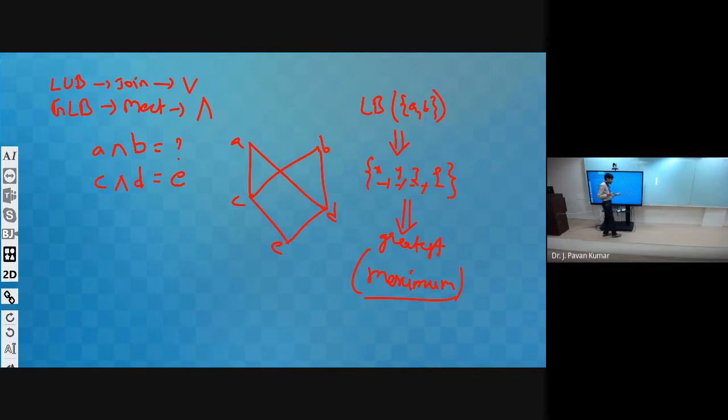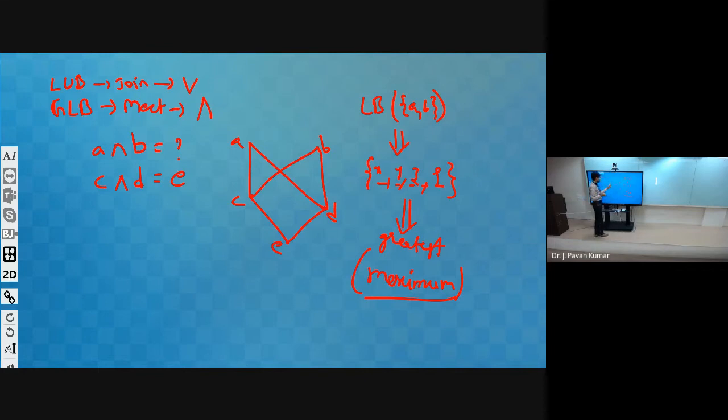What is meant by maximum element? All the elements should be related to that particular element, then we can say it has the maximum. So if you consider Z as the maximum, then all these elements will be related to Z. Then we can consider this as the greatest or maximum element, and we can say the greatest lower bound of A comma B will be Z.